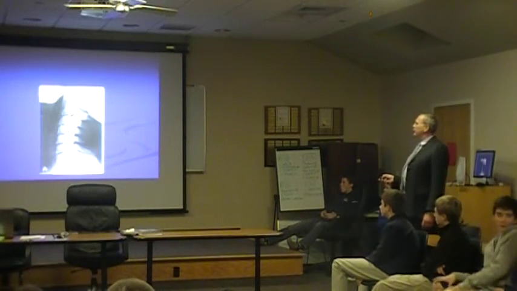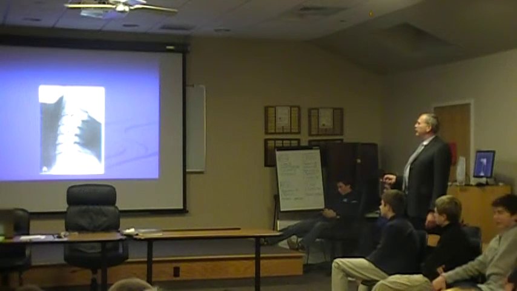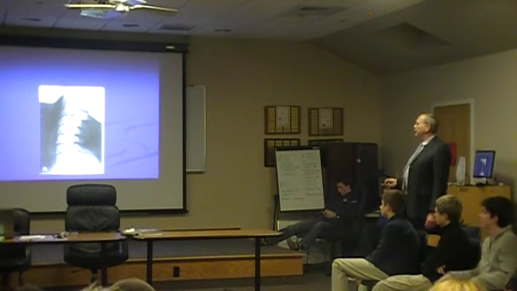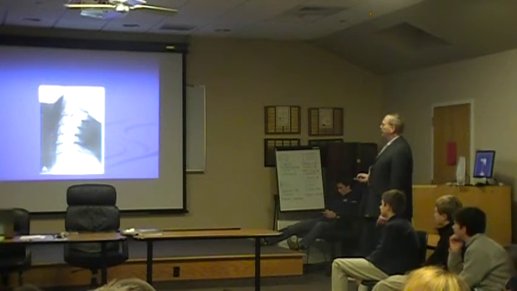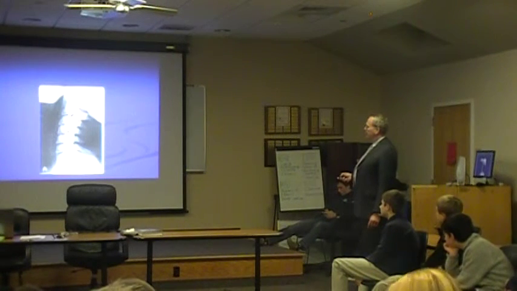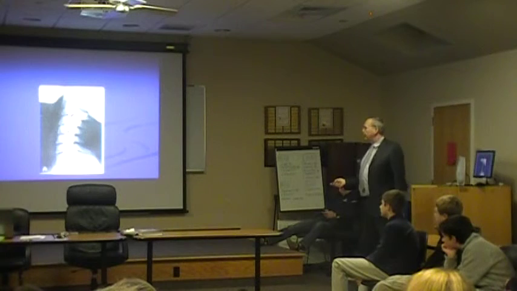This is what a normal spine looks like. 1, 2, 3, 4, 5, 6, 7. You have 7 cervical vertebrae. Here's T1. Nice and lined up. We look at the lines. 4 lines, one there, one sort of there, one back here. They're all supposed to line up.